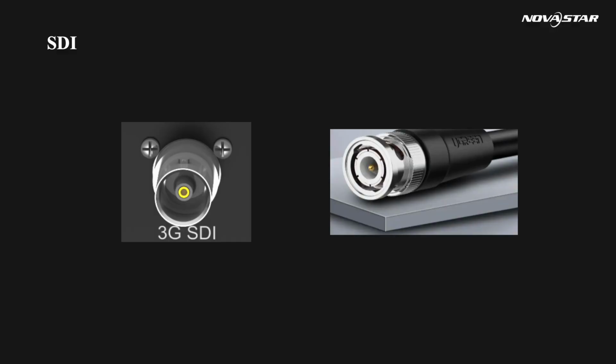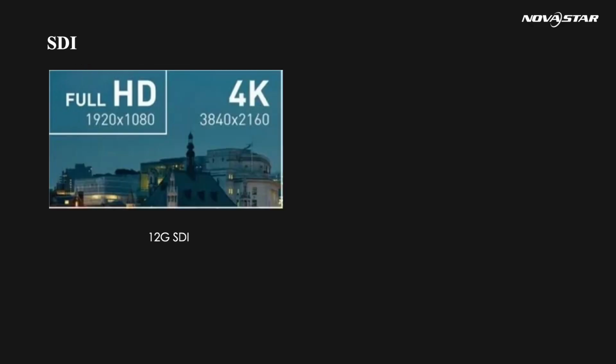Here is the SDI interface, which is usually used in cameras and broadcasting. It is the abbreviation of Serial Digital Interface. It is a family of digital video interfaces first standardized by SMPTE. Here are some common SDI standards. 3G SDI can handle 1080p and 12G SDI can handle 4K.